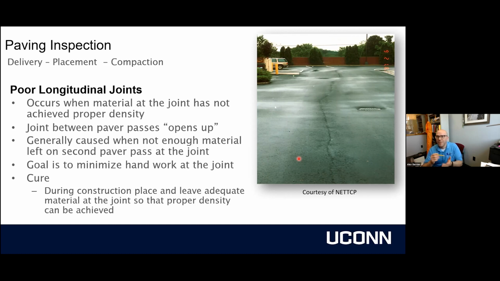So these longitudinal joints have to be built because we don't shut down a whole road when we pave it, right? We leave one lane open so one-way traffic can occur and we don't totally disrupt people's lives. But because of that, we're going to have to build a joint down the middle of our roads.